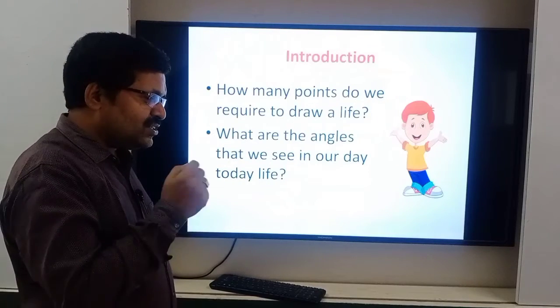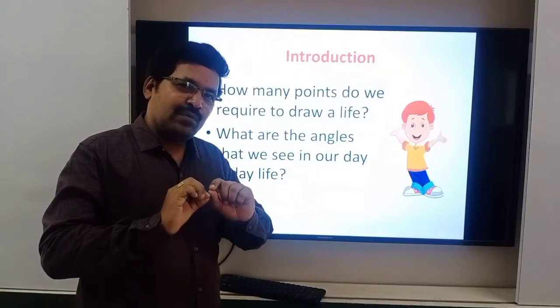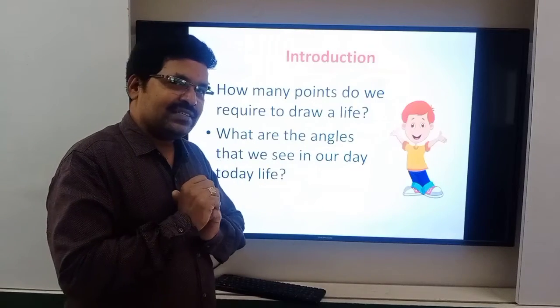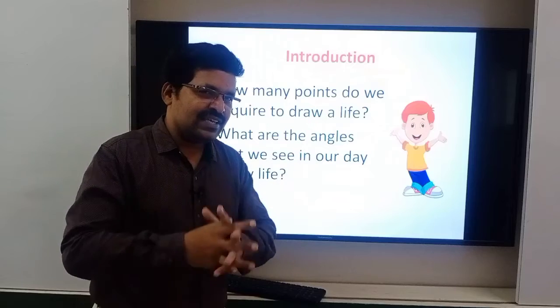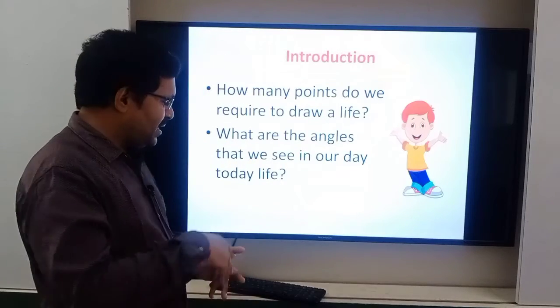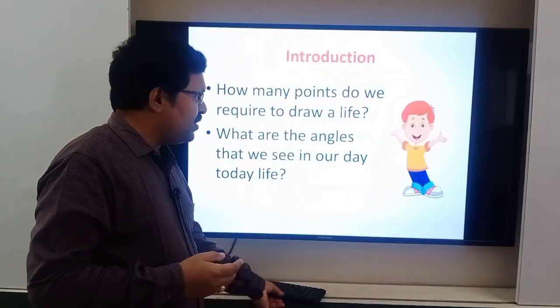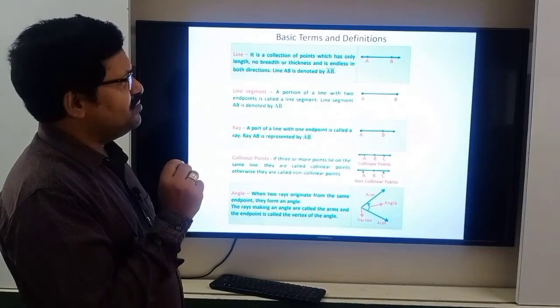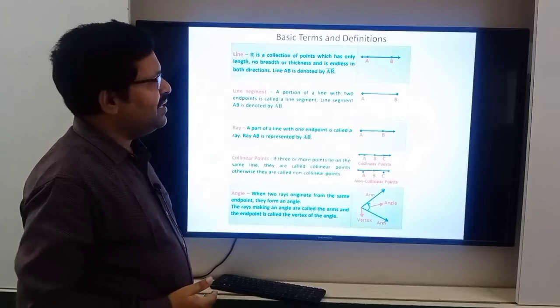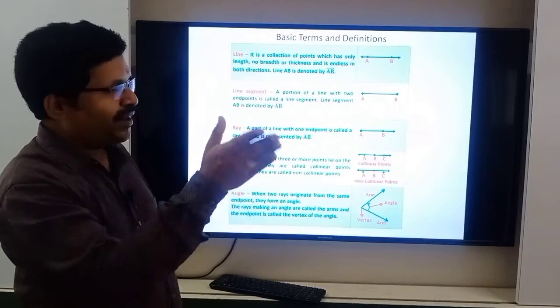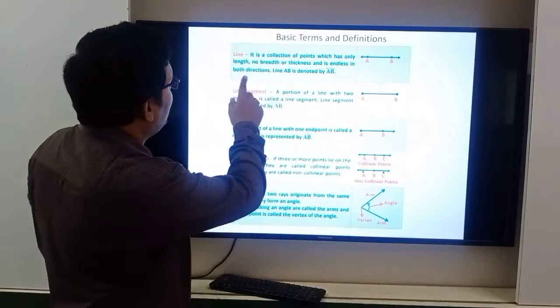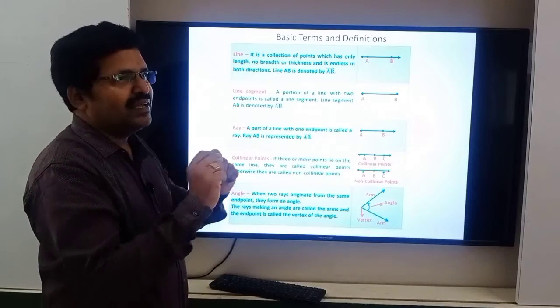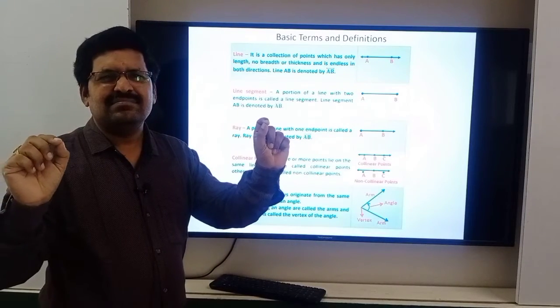So let us go and see in depth a little more, what are these lines and what are these angles. You are already aware of all these things in your previous classes, but I will be giving you a little more insight into the lines and angles. So let us see line. So what is a line? Let me read. It is a collection of points, I said already, which has only length, no breadth. Line is a line. You all know it.